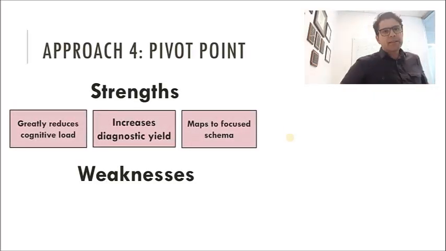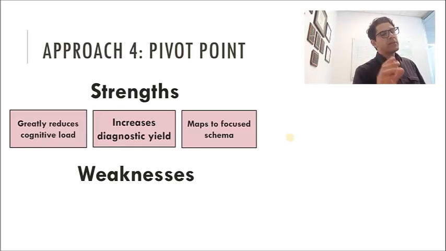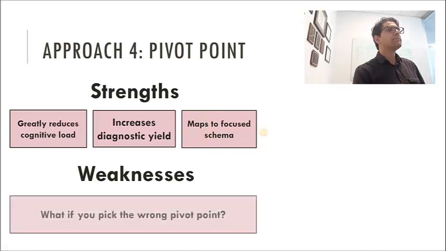If I have a very complex patient, if I find a pivot point to anchor onto, I can greatly reduce my cognitive load and say, this is really interesting. We have to start there. It might also increase my diagnostic yield, right? If I have a very unique pivot point like restrictive cardiomyopathy, that's going to make it a lot easier to solve this case. And that is going to allow me to map to some of my schema. Again, schema are coming soon.